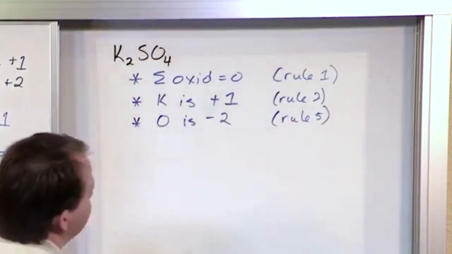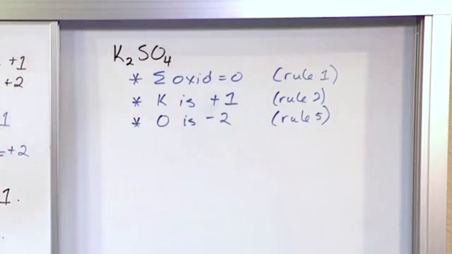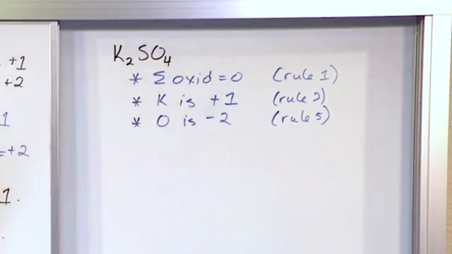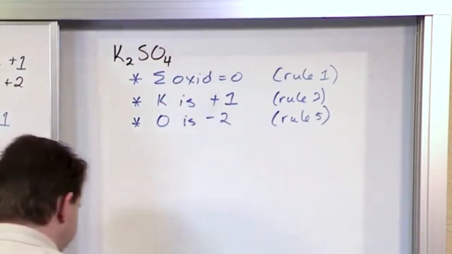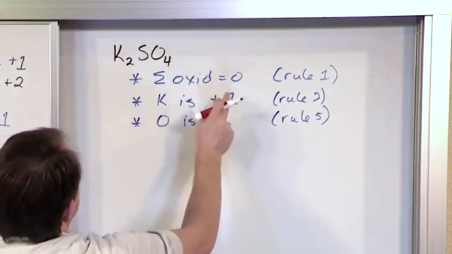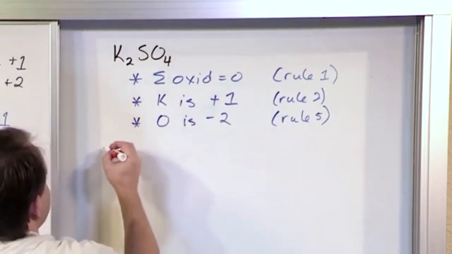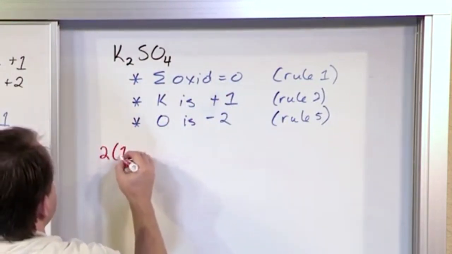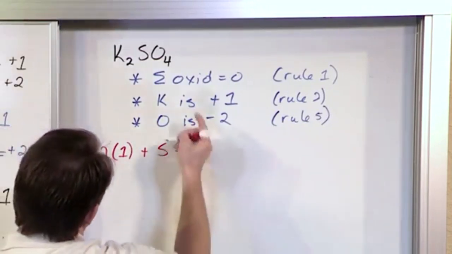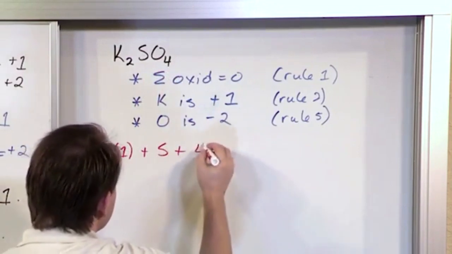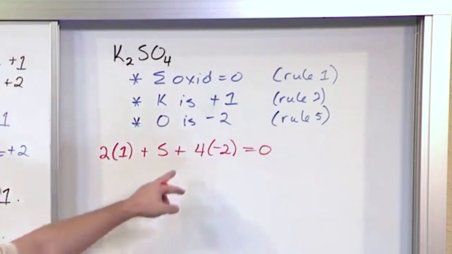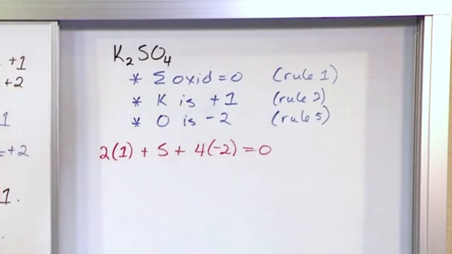Okay. And then I ask myself, do I have enough information on the board to find sulfur, which is the only thing that I have remaining? And the answer is yes, I do have everything I need, because I can sum these guys up. So for potassium, it's +1 for the oxidation number, but there's 2 of them. So I say 2 times 1 plus the oxidation number of sulfur, which I don't know, plus the oxidation number of oxygen, but there's 4 of them.